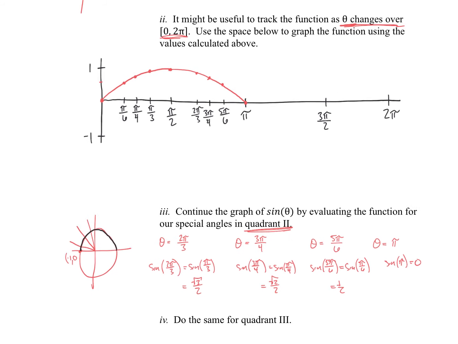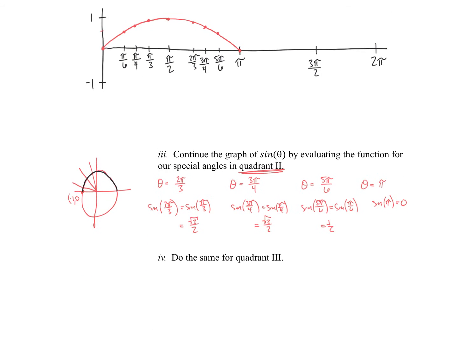So we're going to do the same thing for quadrant 3. I'll go ahead and list in our special angles here under number 4. So these 4 would be our special angles in quadrant 4, and I guess 3 pi over 2 is not in quadrant 4, but we're just going to continue the pattern here. Go ahead and evaluate sine of each of these angles.